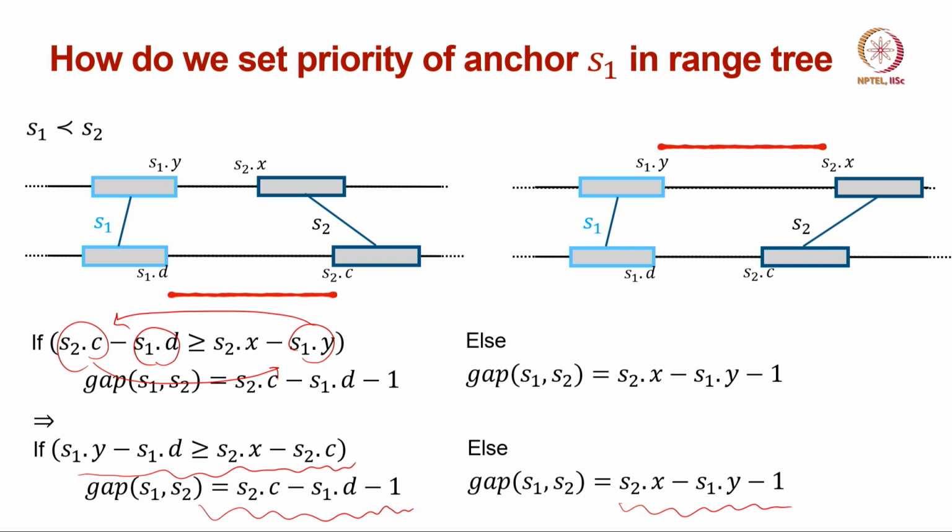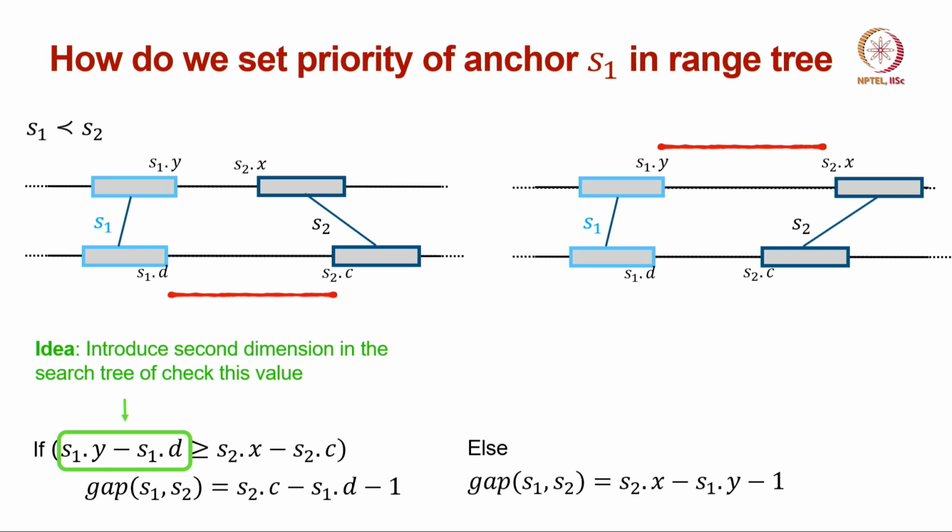Well, the key idea here is that we are going to introduce a second dimension to the range tree, and in the second dimension I am going to check this particular inequality. So the first dimension remains the same as before, all the details remain the same as before, except that we are going to introduce a second dimension in the tree that will check for this inequality. For example, if this inequality is true, then we know that we have to consider this gap cost, otherwise we have to consider this gap cost. So let us proceed forward. Now we are going to add a second dimension to the tree.